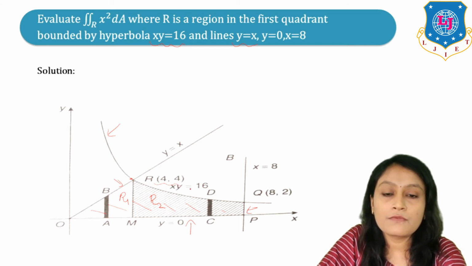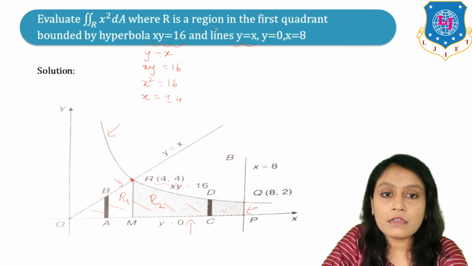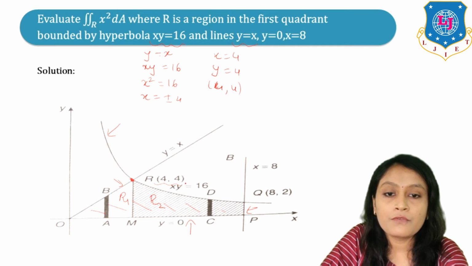So how do you get this 4 comma 4? This point R is the intersection of this hyperbola and this line y is equal to x. So here we have y is equal to x and the hyperbola xy is equal to 16. In place of y we will substitute x, so you will get x square is equal to 16. So the answer for x is plus or minus 4. But we are in the first quadrant, so we will consider only x is equal to plus 4. So y will also be plus 4. So the point is 4 comma 4. This is the point R.